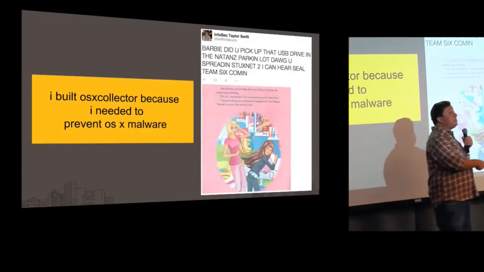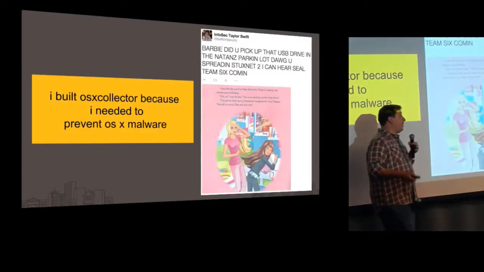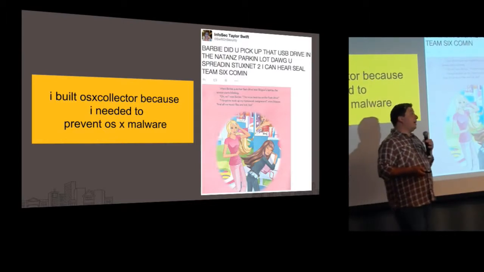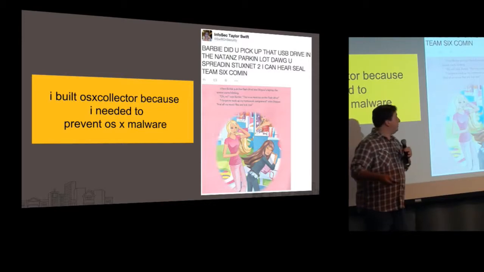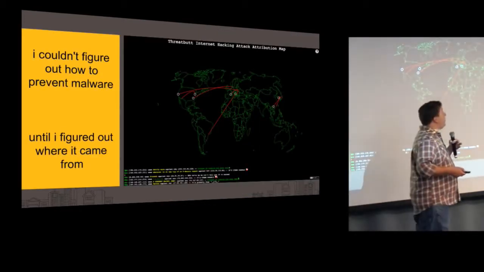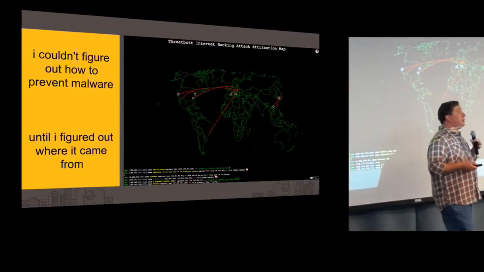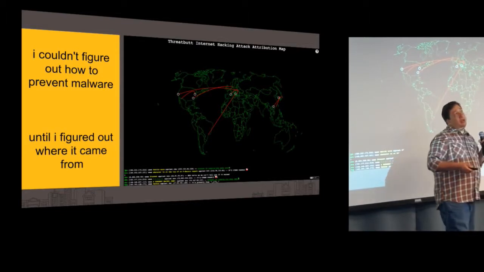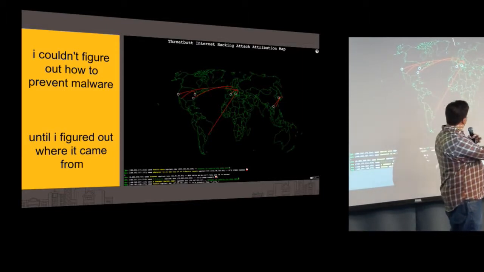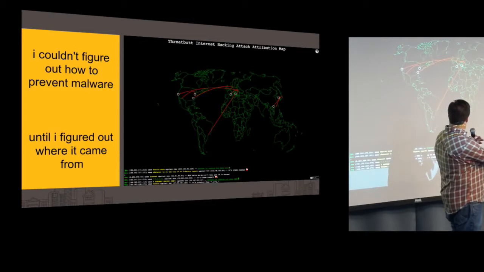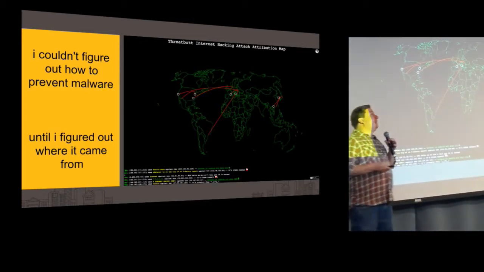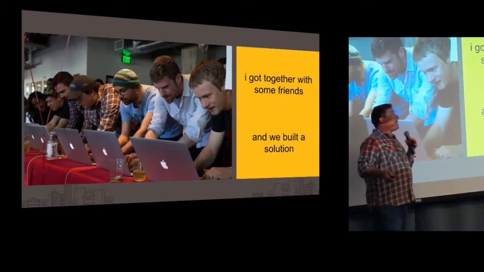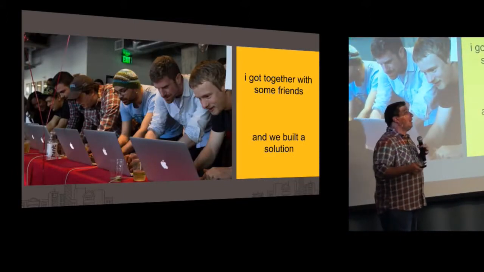We wanted to prevent malware at Yelp. We thought, hey, malware is bad, let's not do that. And so we needed a tool to help us with that. You can't really prevent malware until you figure out where it came from. You can get a nice threat map of where threats are coming from, but none of this works. We just need to figure out where malware came from. So we got a bunch of people together in the security team, and we built something.